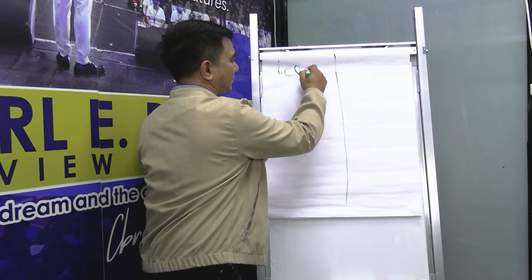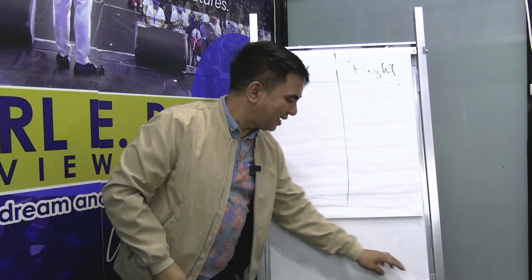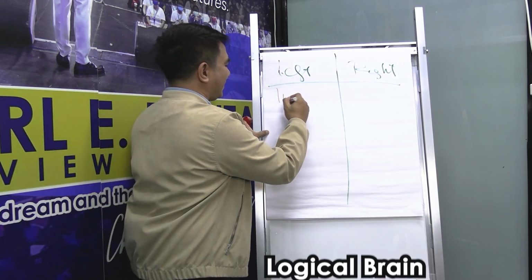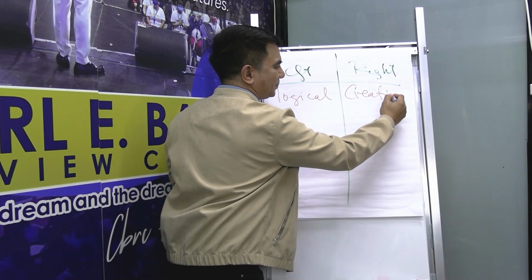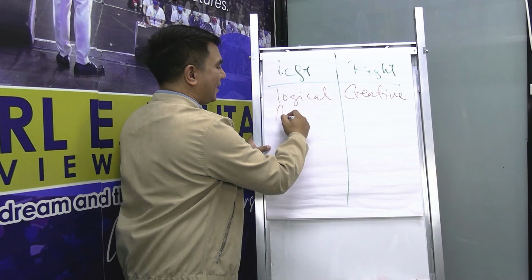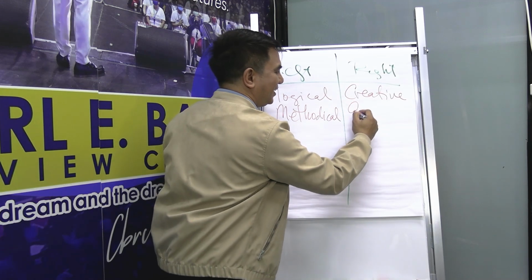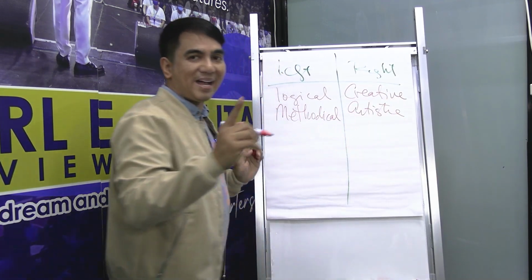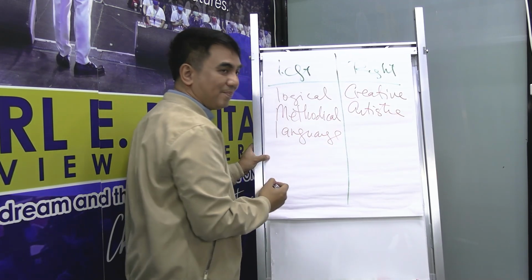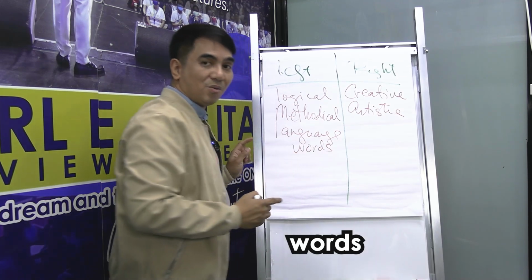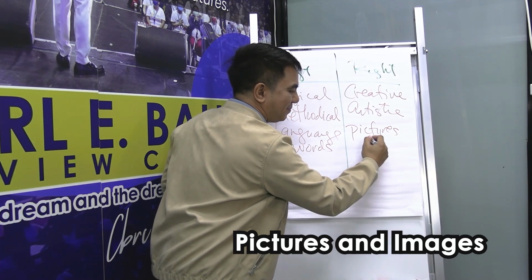The left brain, compared with the right brain, operates differently. You know, the left brain is the logical brain, while the right brain is the creative side of the brain. The left brain is very methodical, while the right brain is very artistic. In fact, the left brain is operating on the level of language. It simply loves words, while the right brain actually operates on pictures, on images.